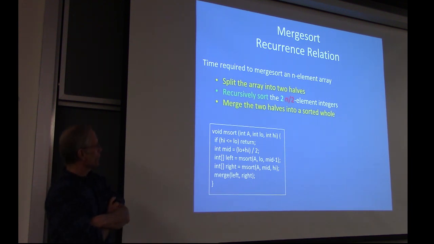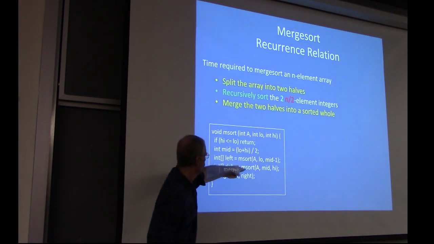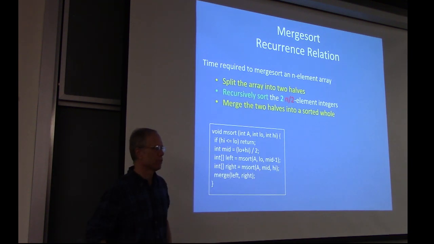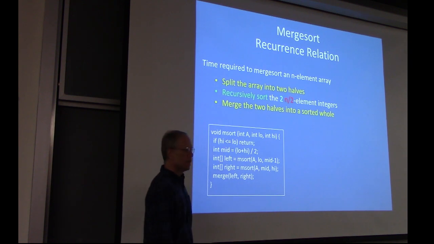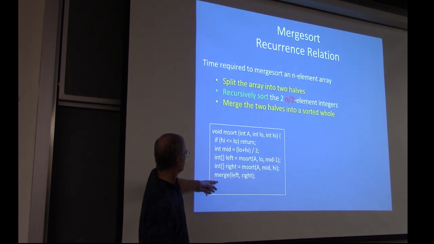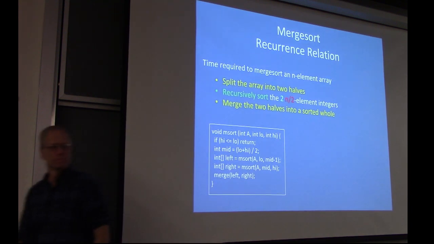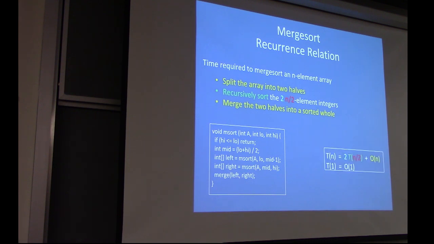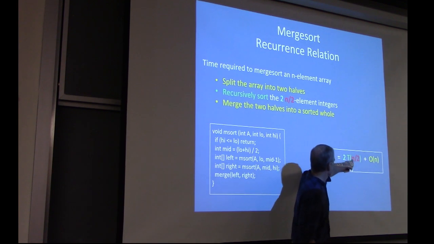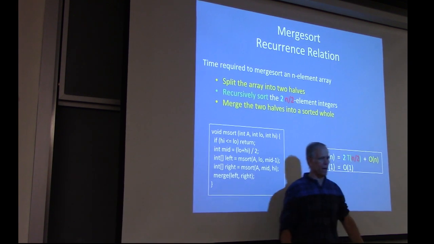So the questions you have to answer are, how many recursive calls are made? 2. How big is the array in each recursive call? n over 2. And how much work is done here, exclusive of the cost of these 2 recursions? It's linear, because of the merge. So the recurrence is 2T(n/2) plus O(n): 2 recursive calls, each with size n over 2, plus a linear amount of work for the setup and the cleanup.